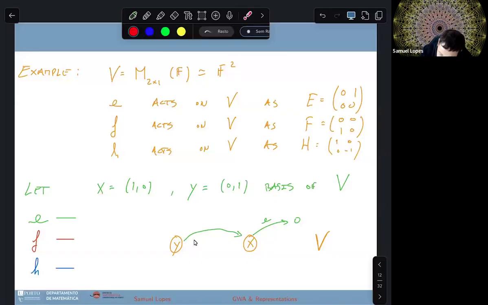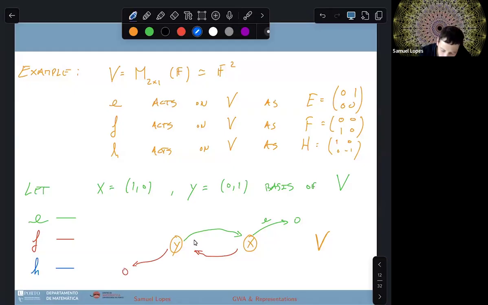So again, if we look at this matrix, F is sending the first basis vector to the second one, and it's killing the second one. Okay, so let's represent this. So F sends X to Y, and it's killing the second one. So here, it's doing this.